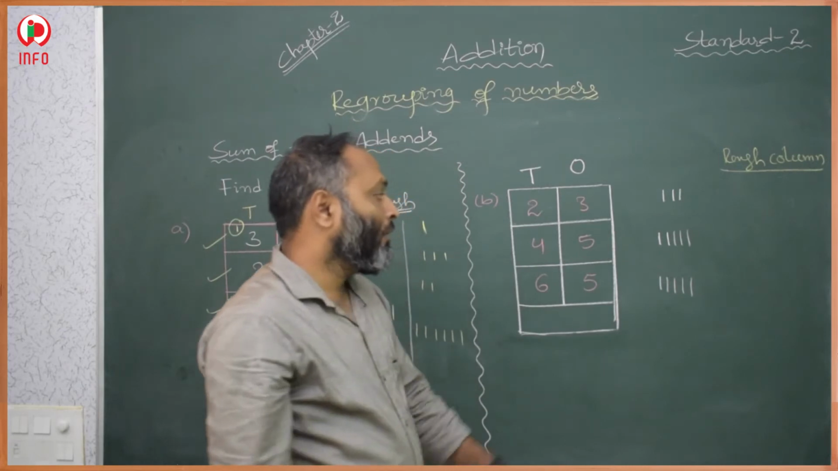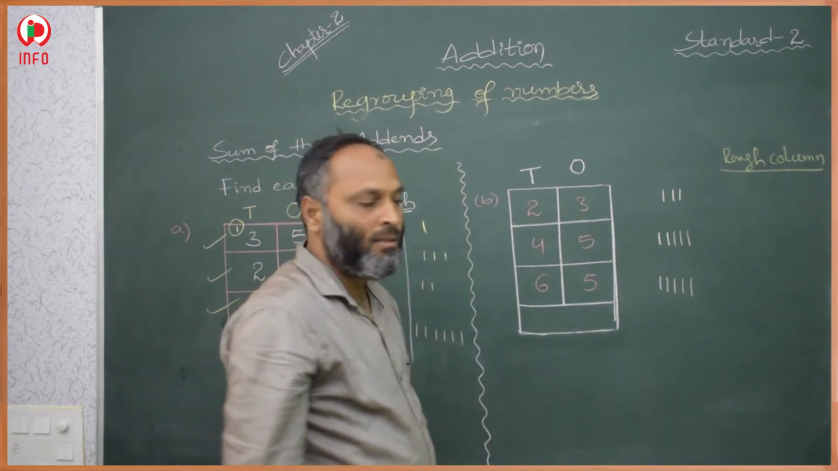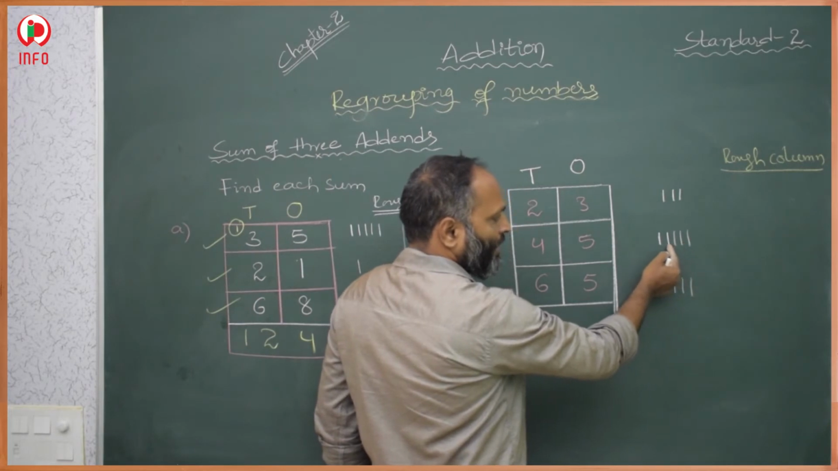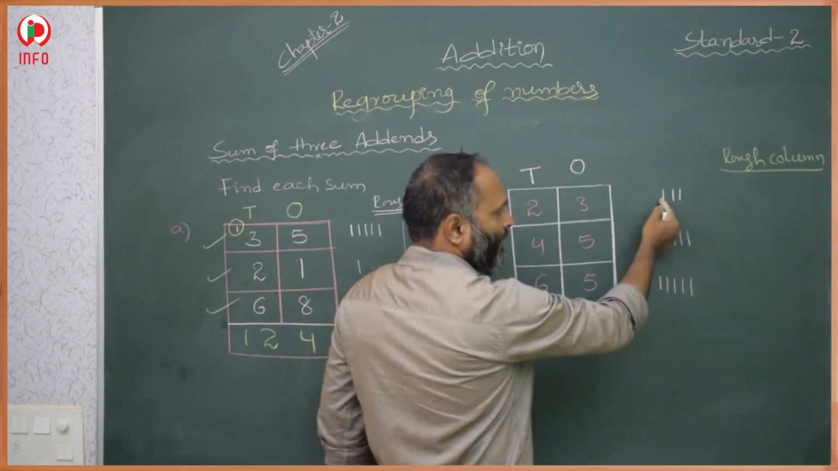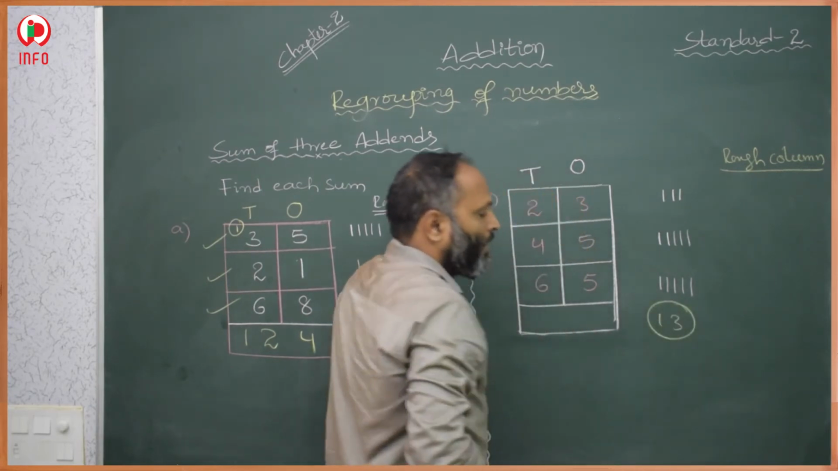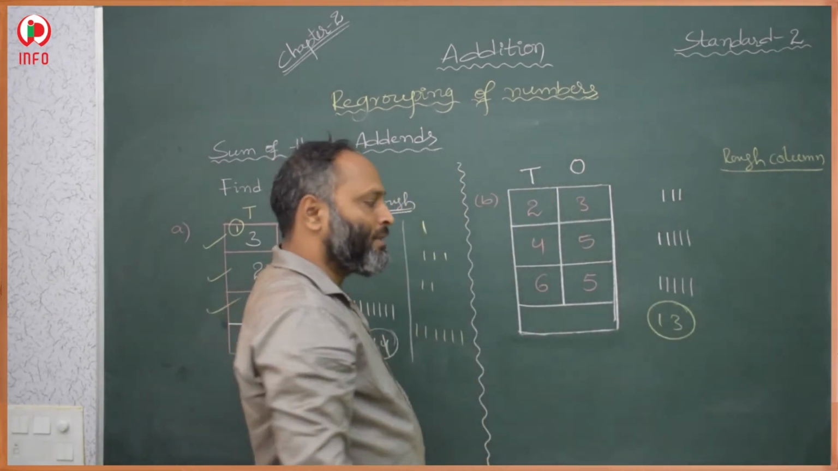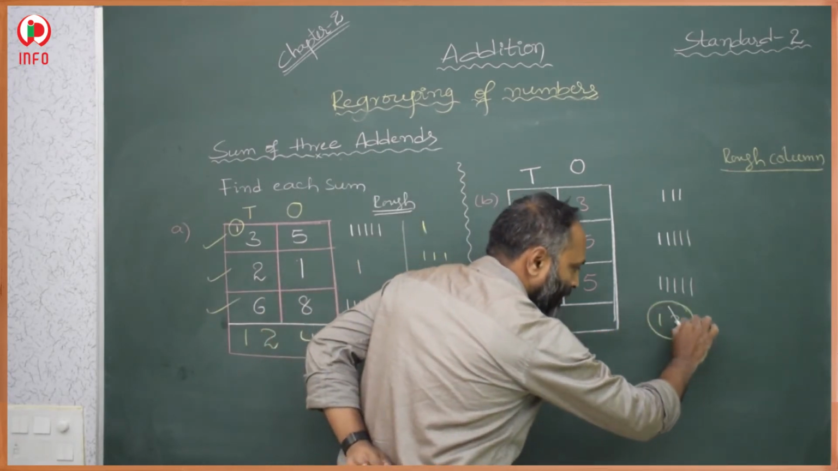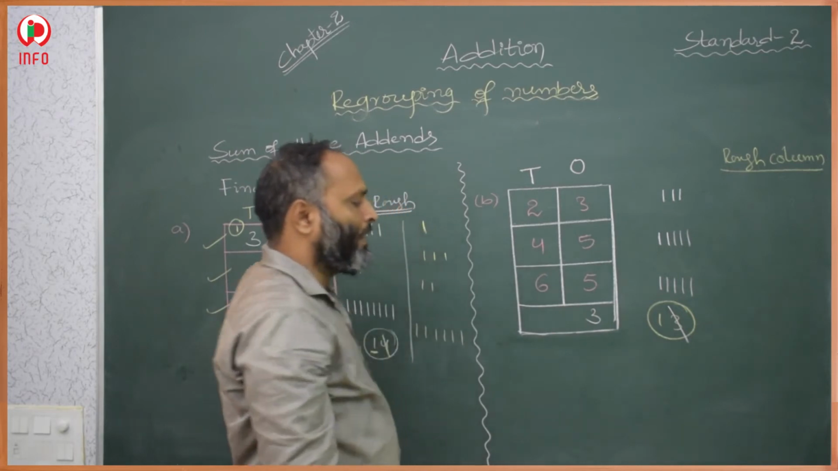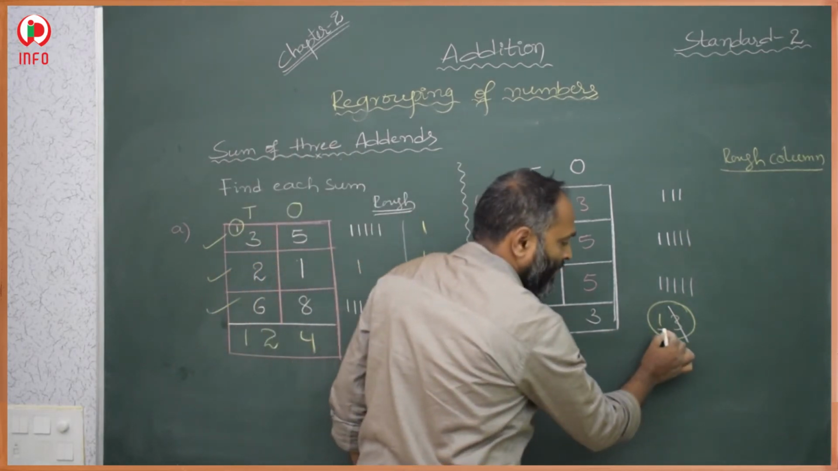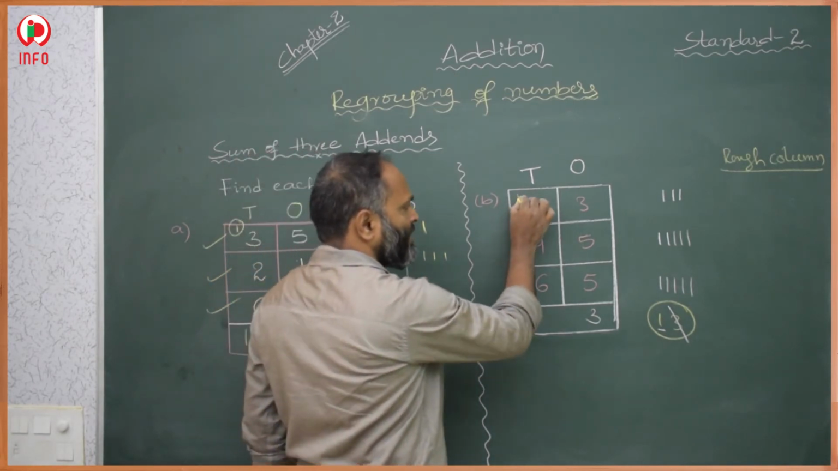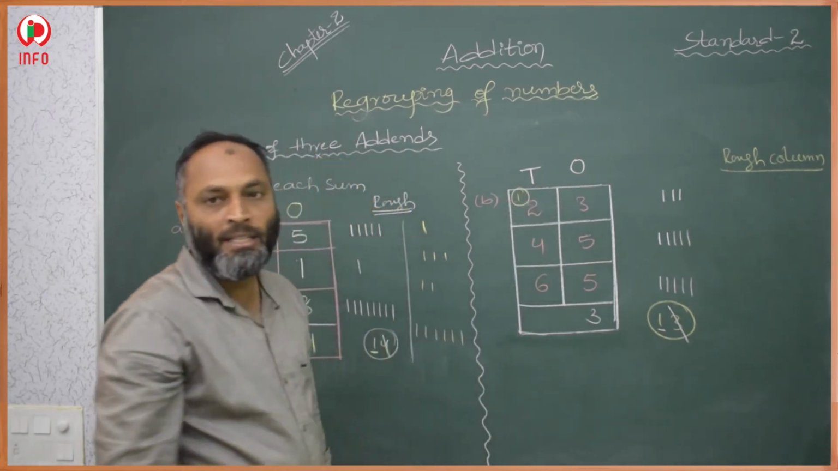And now you add all these lines. Here 5 lines, 5, 6, 7, 8, 9, 10, 11, 12, 13. This is 13. This is a double digit number. So we take the ones place exactly below the ones place 3, and the remaining 1 we have to keep on top of our tens place, that is the very next place.